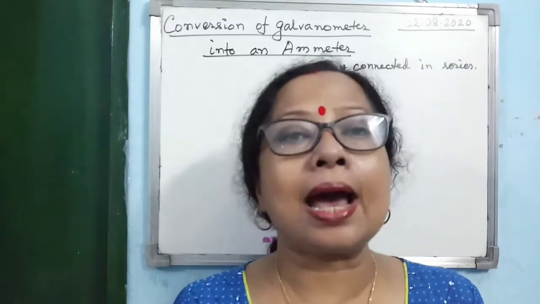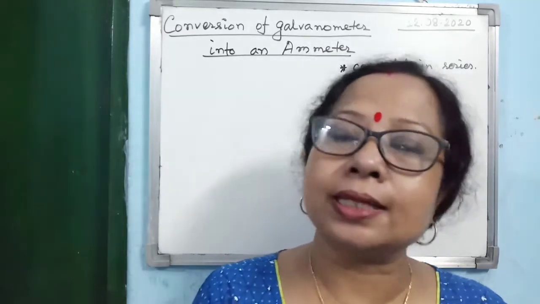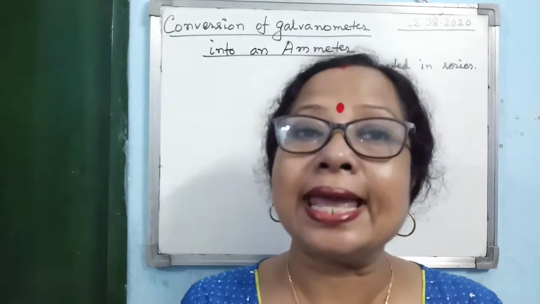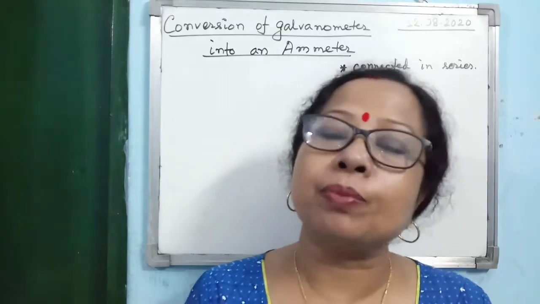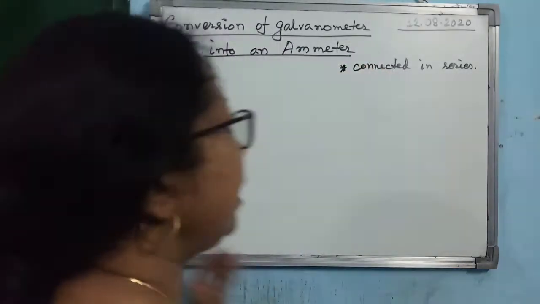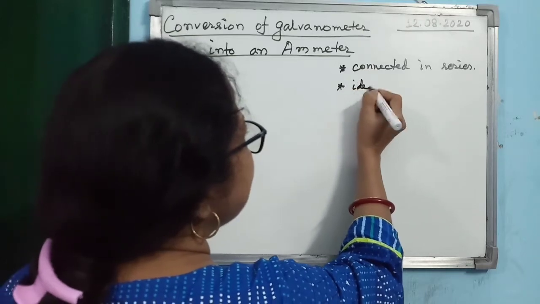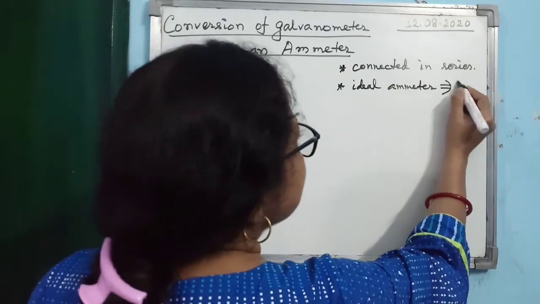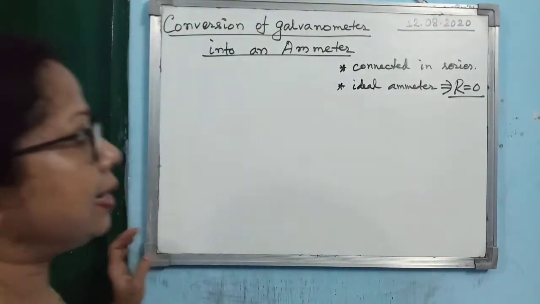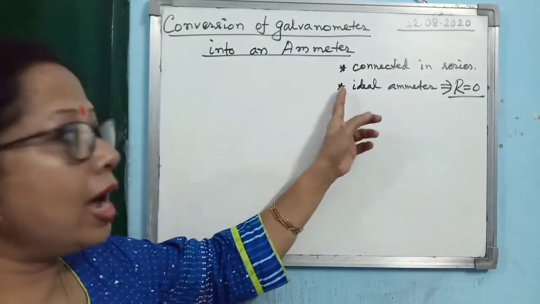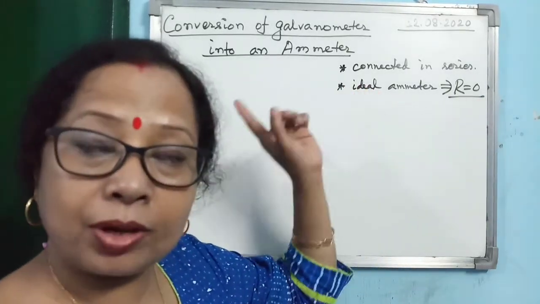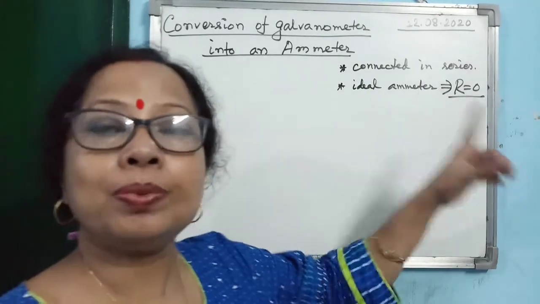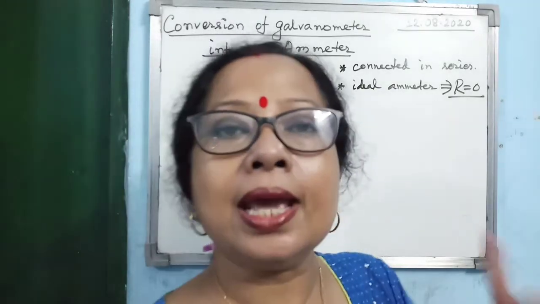Then only what will happen? The entire current of the circuit will pass through the ammeter, and the ammeter will give you the exact measure of the current passing through the circuit. That's why you must remember that if you consider an ideal ammeter, then the resistance is 0. Alright, the resistance of an ideal ammeter is 0. I have written it this way. What is the meaning? I am saying verbally, please understand that for an ideal ammeter, the resistance should be 0.